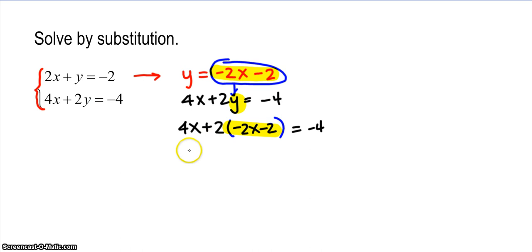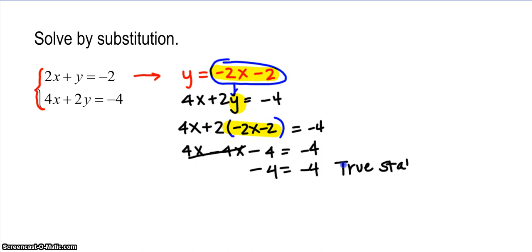And I'm going to solve this equation now. 4x, 2 times negative 2x is negative 4x, 2 times negative 2 is negative 4, equals negative 4. Well, the x's cancel out, and I have an equation that says negative 4 equals negative 4. Now, this is an example where the variables drop off. There are no variables. They've been eliminated completely, but now I have a true statement. In the last example, I had a false statement, which meant no solution. When there are no variables and I have a true statement, that means I have infinite solutions.